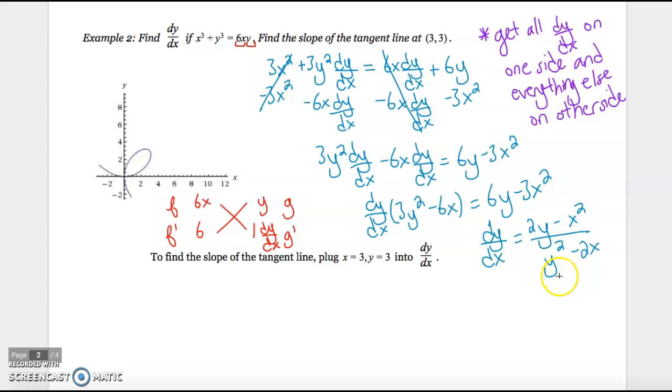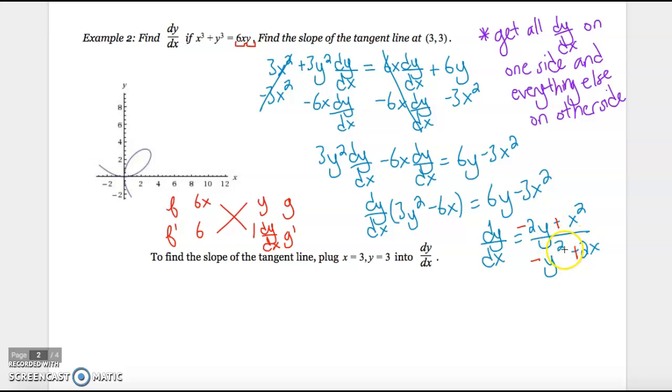When you are working through problems, depending on which side you decided to move your dy dx's over to, your answer could either end up like this, or it could end up with the complete opposite symbol. So I could end up with negative 2y plus x squared over negative y squared plus 2x. This would also be a perfectly correct answer.